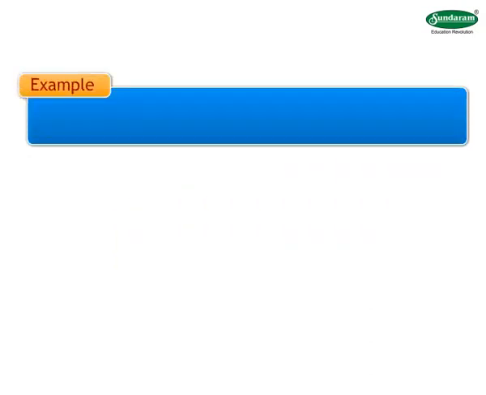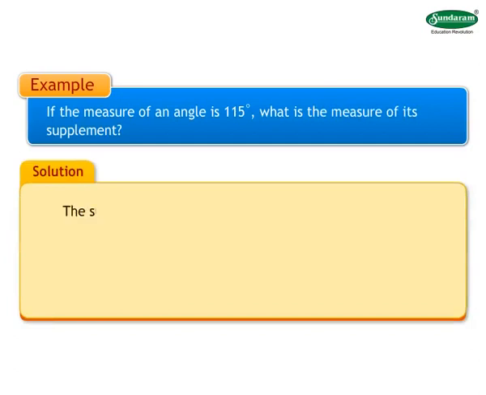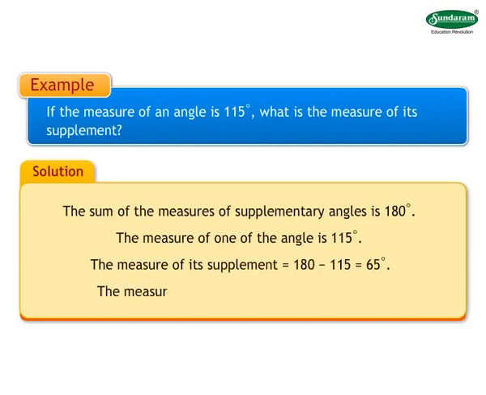Now let's solve an example using this formula. If the measure of an angle is 115 degrees, what is the measure of its supplement? Solution. We know that the sum of the measures of supplementary angles is 180 degrees. The measure of one of the angles is 115 degrees. The measure of its supplement is equal to 180 minus 115, which is equal to 65 degrees. Thus, the measure of its supplementary angle is 65 degrees.